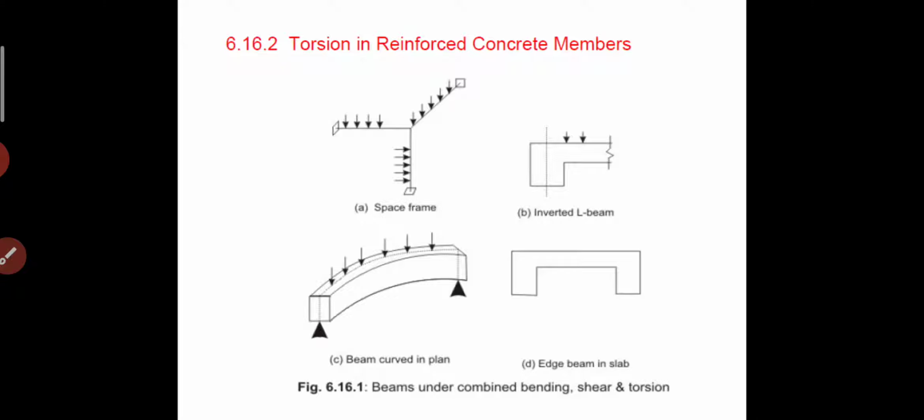Torsion in reinforced concrete members. These are the beams under combined bending, shear and torsion. This is the space frame. This is an inverted L beam, this is the curved beam, and this is the edge beam.